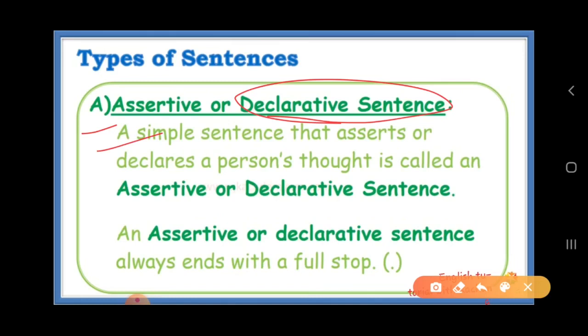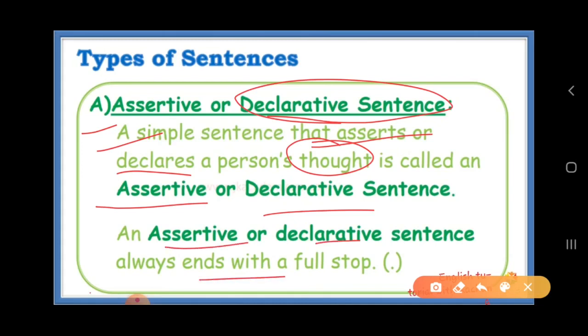A simple sentence that asserts or declares a person's thought is called an assertive or declarative sentence. Now, dear student, can you define what an assertive sentence is? When a simple statement of a person's thought, that is, their views, is made, then it is called an assertive or declarative sentence. And an assertive or declarative sentence always ends with a full stop.